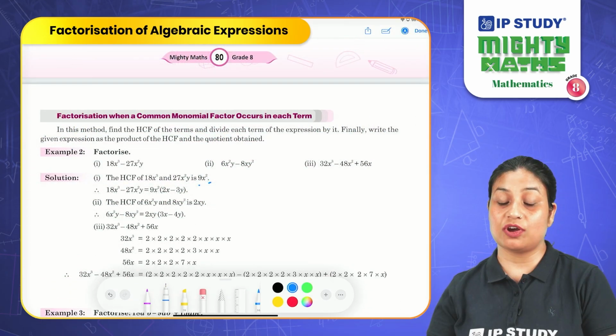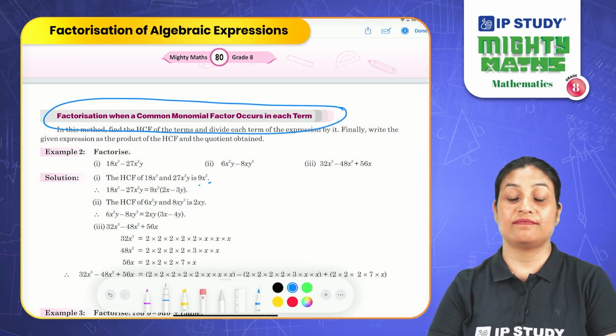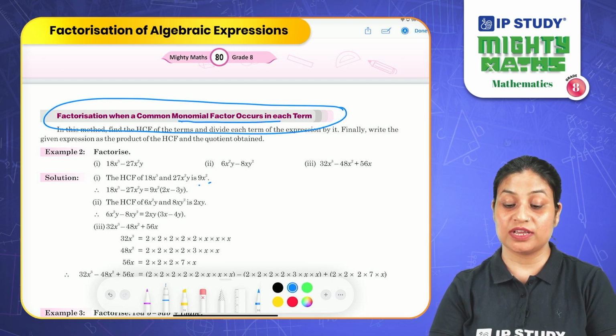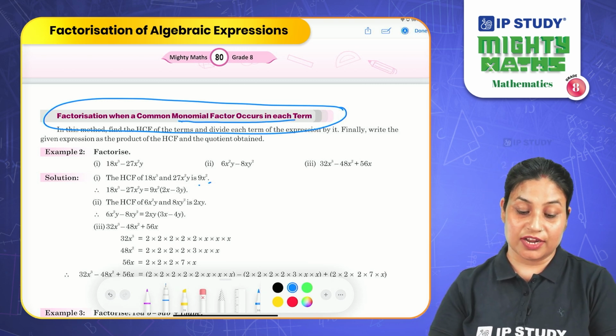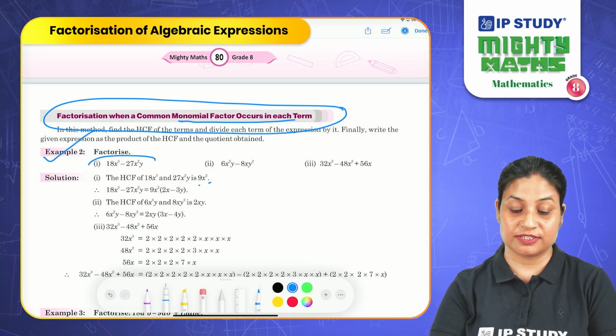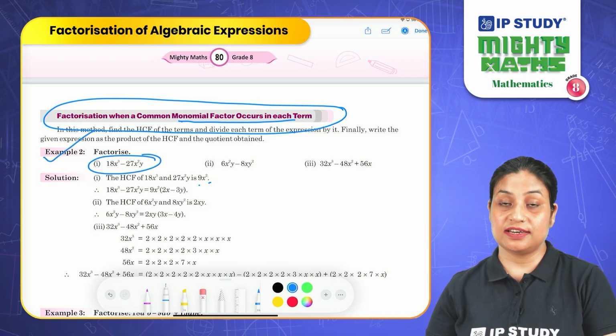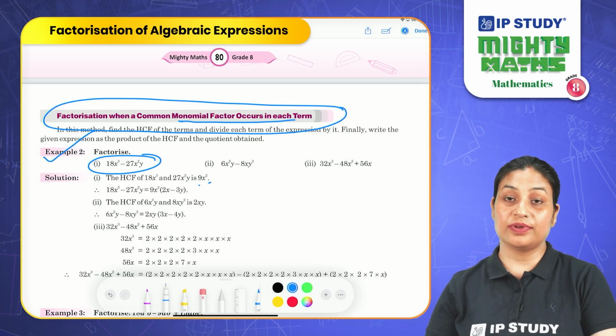So, the next topic is factorizing an algebraic expression when we have a common monomial in each and every term. So, how are we going to do that? In order to understand that, let's take example number 1, the first part, that is 18x cube minus 27x square y. So, how are we going to do that?